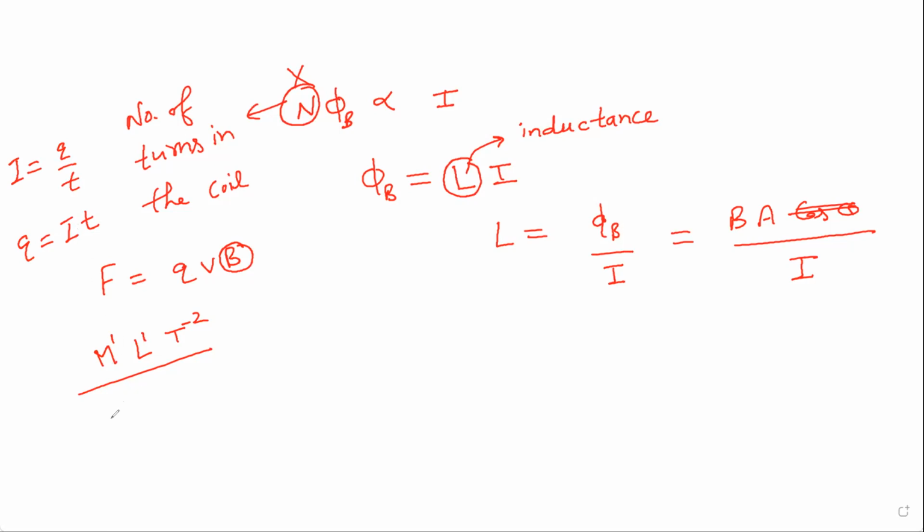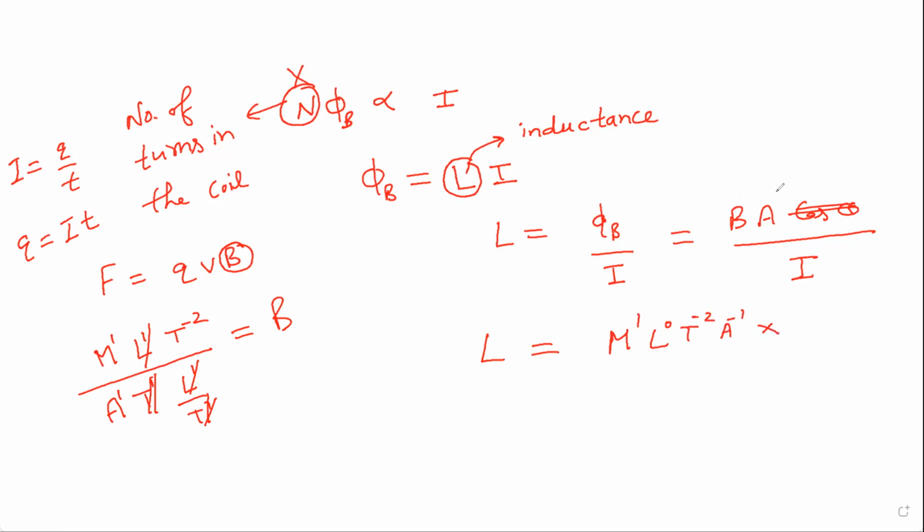For current, we can use ampere to the power 1, and time T to the power 1. For velocity, we can use L1 over T1. This is magnetic field. T1 goes with T1, L1 goes with L1. So you can see for B, we have the dimensions M1, L0, T minus 2, A minus 1.